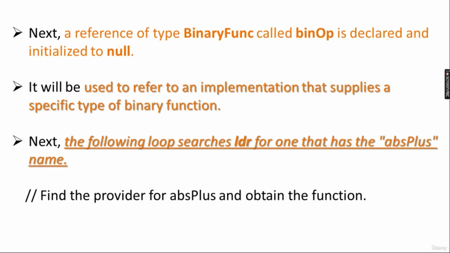Next, a reference of type binary function called binary OP is declared and initialized to null. The reference of type binary function called binary OP, which will have the object of absolute plus and minus, is declared and initialized to null. It will be used to refer to an implementation that supplies the specific type of binary function, whether it is absolute plus or absolute minus. The following loop searches LDR for one that has the absolute plus name. Find the provider for absolute plus and obtain the function.